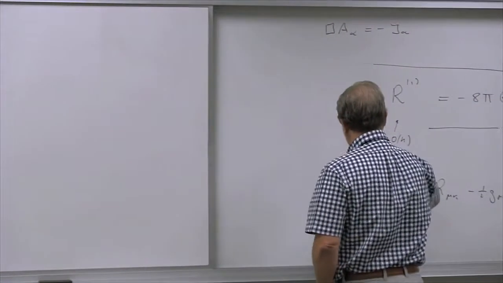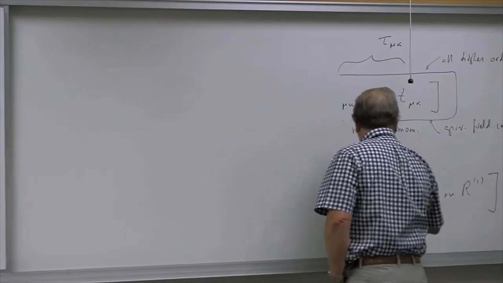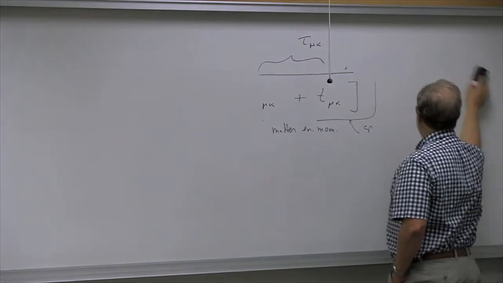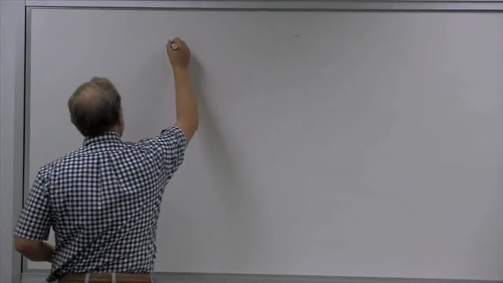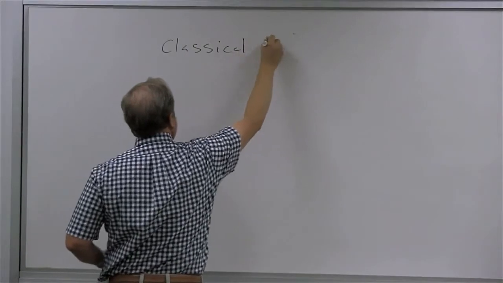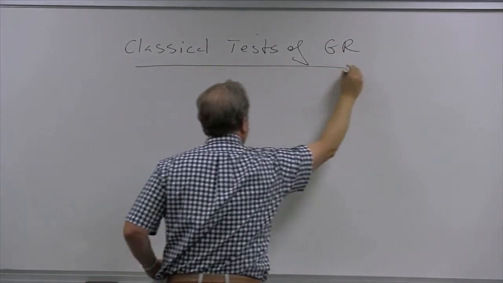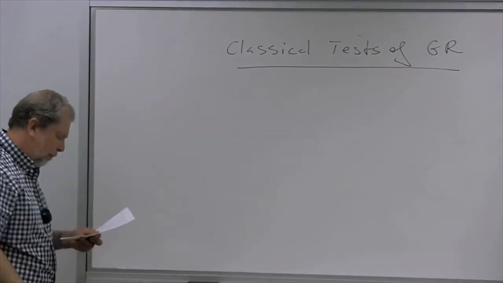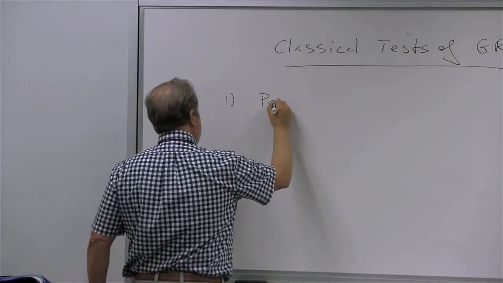So we are going to look at solutions of the field equations and then discuss some of the standard tests, not in great detail because of lack of time. Classical tests of GR, right, will include things like, well, the very first one was the precession of the perihelion of Mercury.